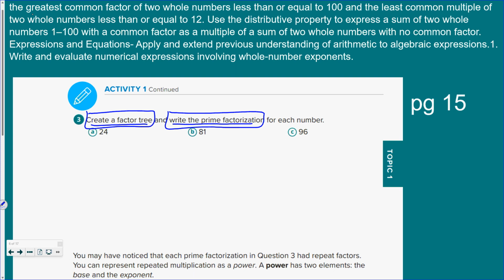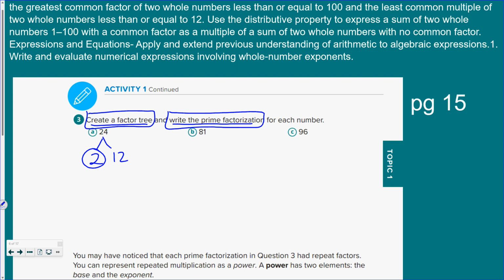Okay? Literally, all I do is I start at my number, 24, and I say, can I divide that by 2? Yes. If I say yes, then I do it. My first branch is 2 times, and then I just have to figure out what that number is. So 2 times 12. Every time I get to a prime number, I circle it. If it's not circled, I need to double check that number.